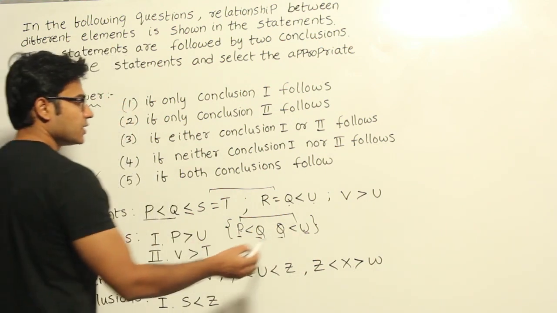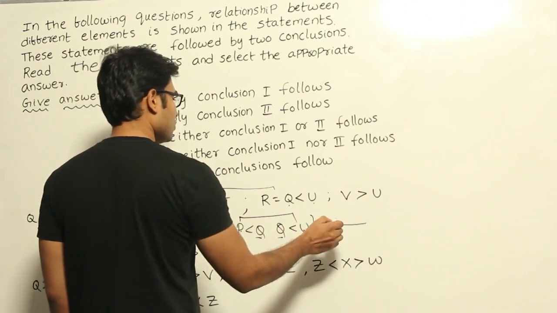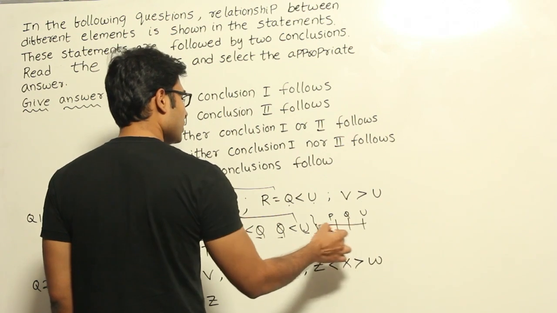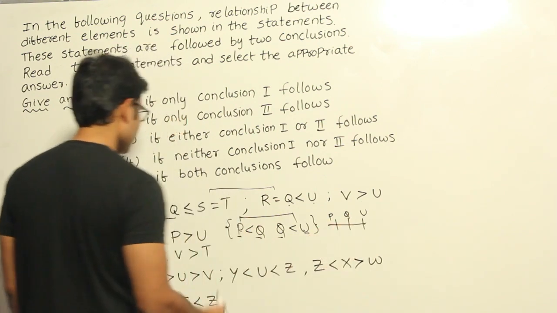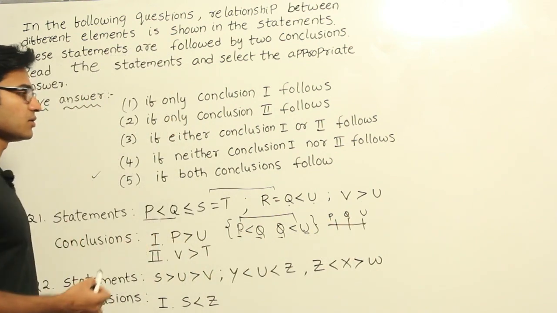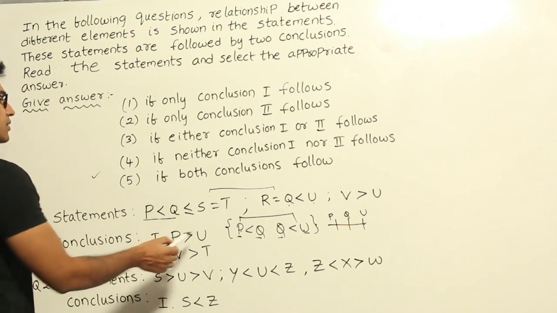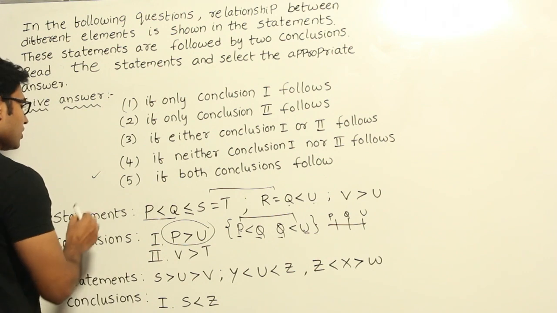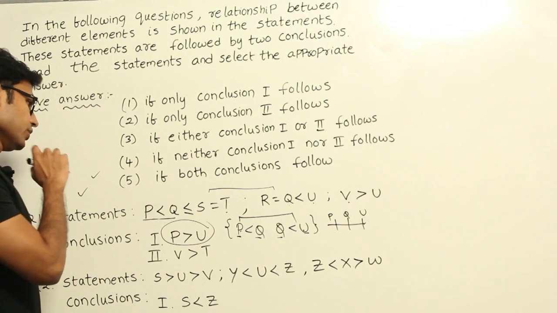If you see them on a kind of number line, P is going to be less than Q, and Q is less than U. Now what can you say? P is less than U, but here it is saying that P is greater than U, right? Therefore it is definitely not the one. Now let's see conclusion 2 here.